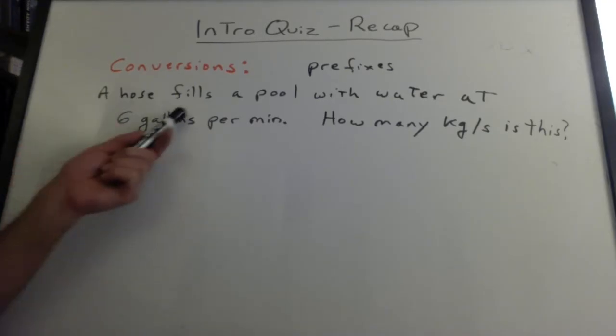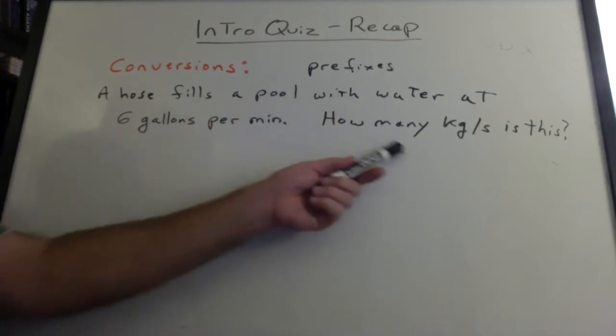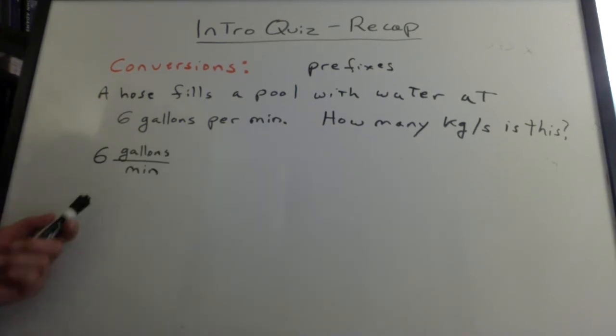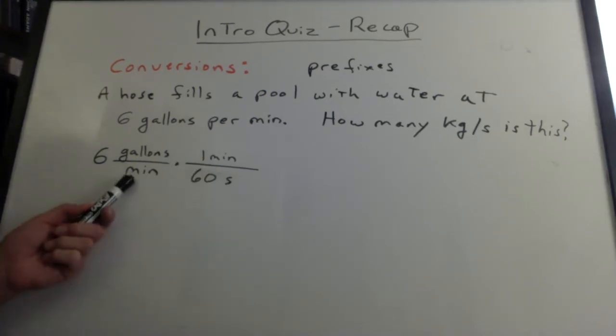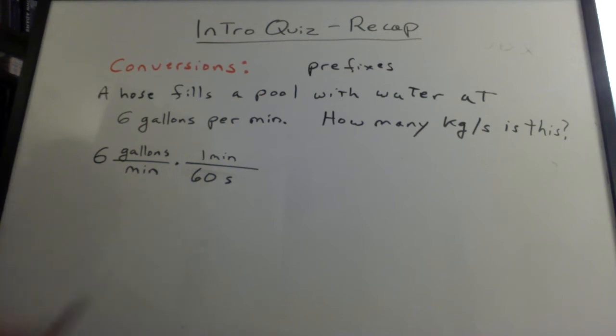Let's say a hose is filling a swimming pool with water at 6 gallons per minute. How many kilograms per second is this? Write down what's given. Start converting. Minutes is on the bottom. We need seconds. I'll put minutes on top, seconds on the bottom.